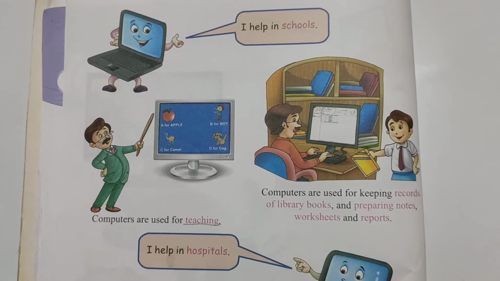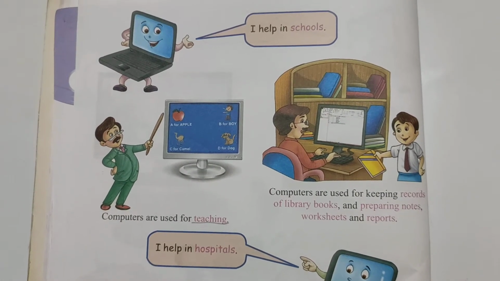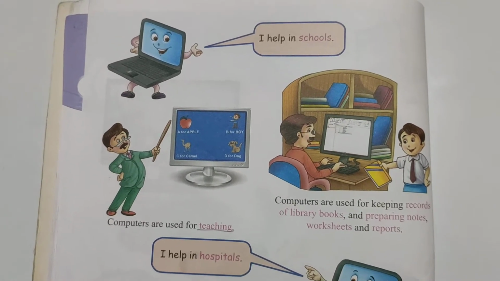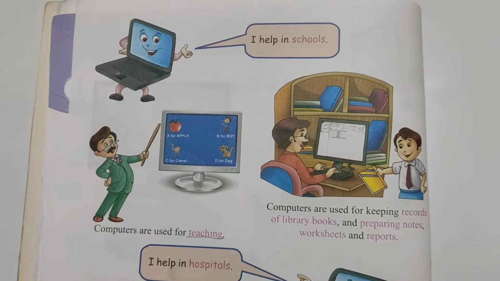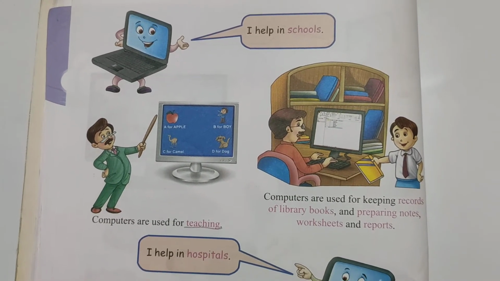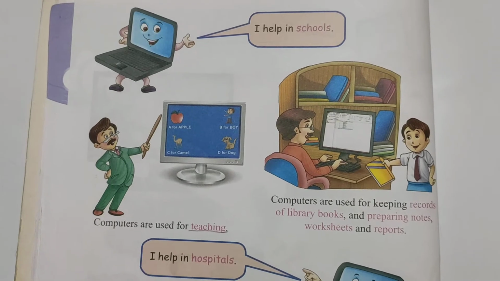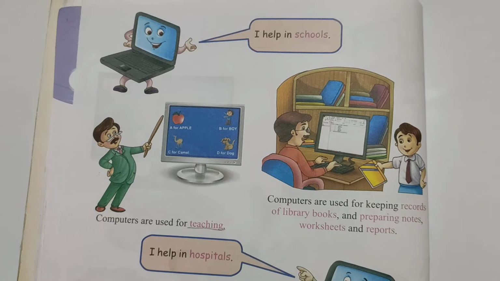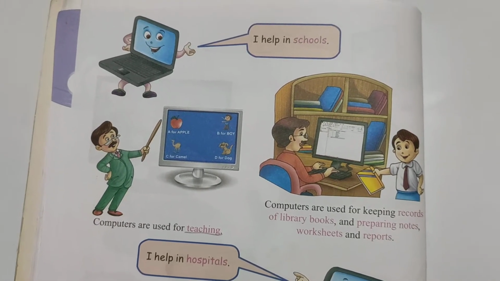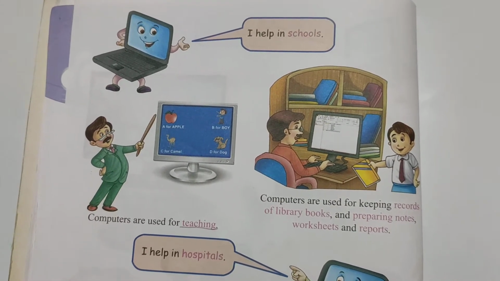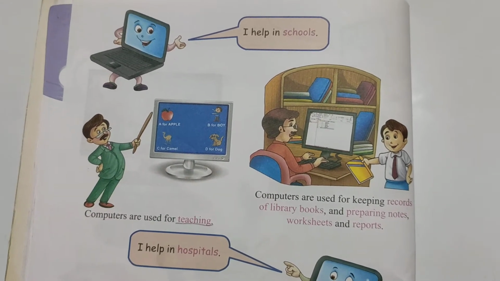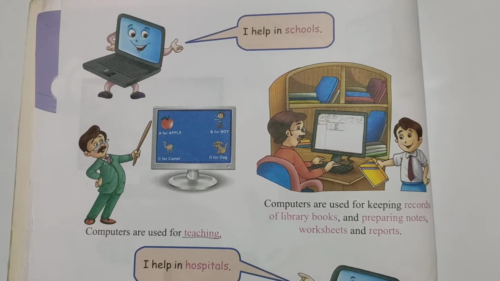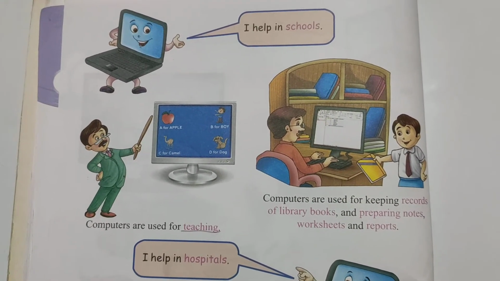So the computer is helping to keep the records of the library books, right? So when we issue or take any books from the library, the librarian, or we can say the library staff, keeps the record of every student, right? So he or she keeps the record of every student on the computer, so that it makes their work easier, all right? And the computer is helping the teachers to make the students' report cards as well, right?